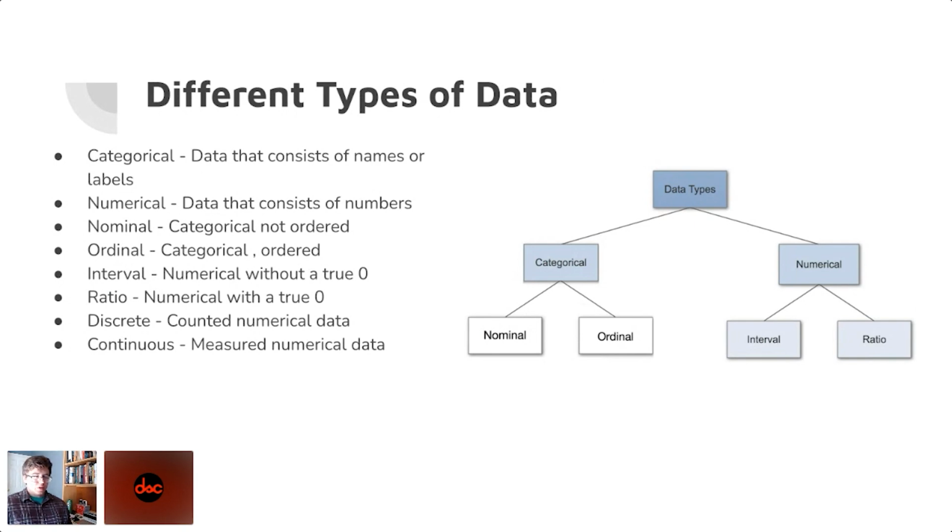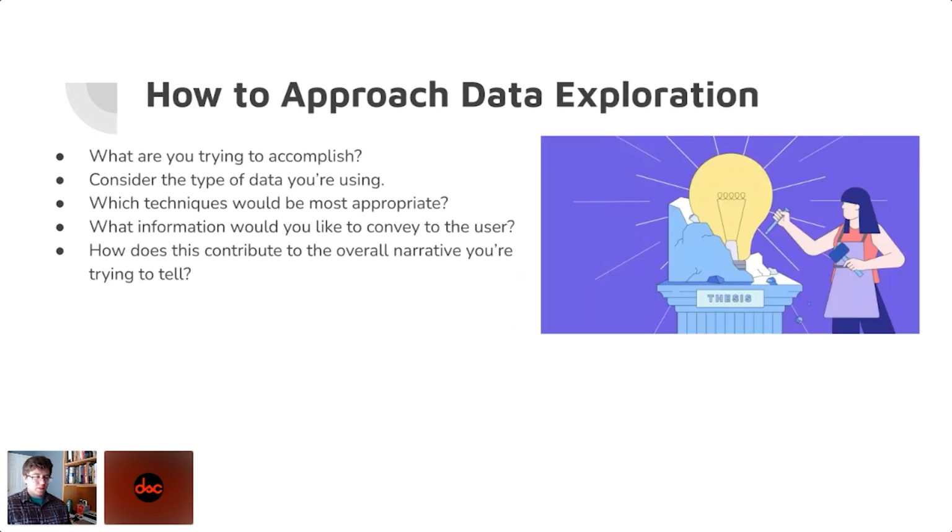Then there are discrete and continuous versions of numerical data. You can think of it as counted versus measured, where discrete is like the number of marbles in a bag, and continuous would be something measured, like weight or height. To approach data storytelling, it's important to keep in mind what you plan to accomplish, and which techniques can properly visualize certain data when you're approaching your goal.